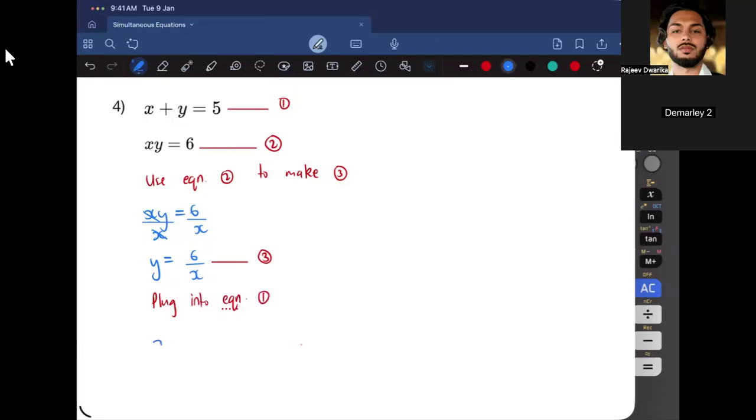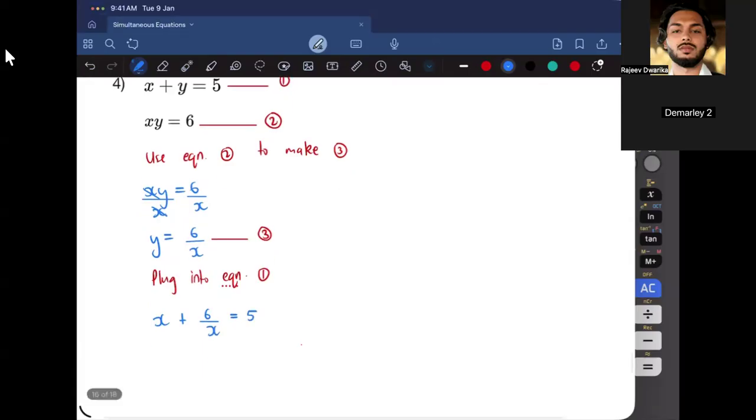So I'm going to write x and y. I'm going to replace y. y is 6 over x, and that'll be equal to 5. Now we're here to work with fractions, so I should probably multiply both sides by x. Because remember, if I want to get rid of the denominator, I would have to multiply by x, so it will cancel off.